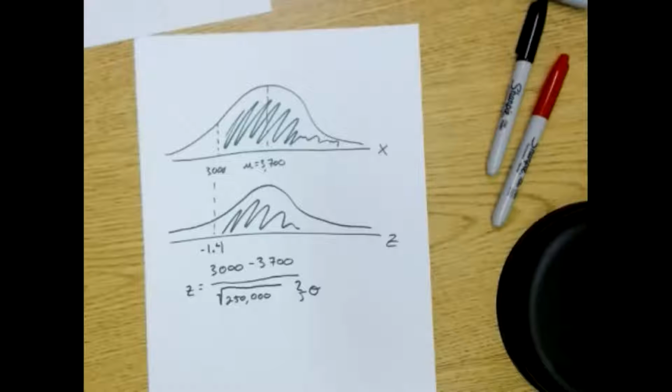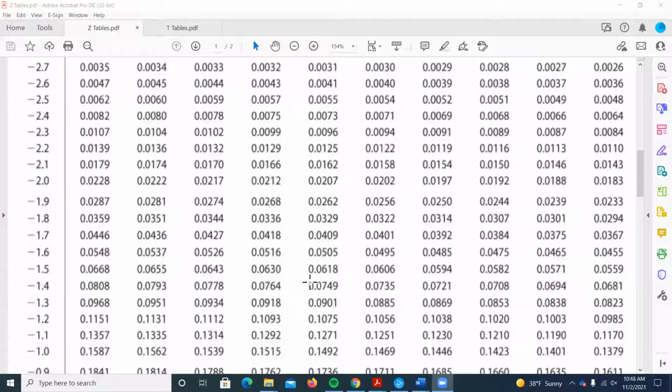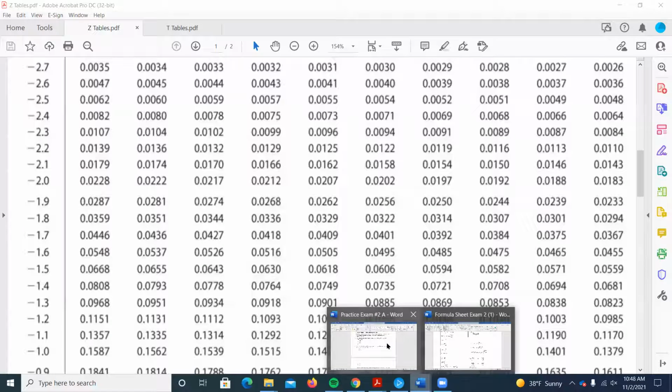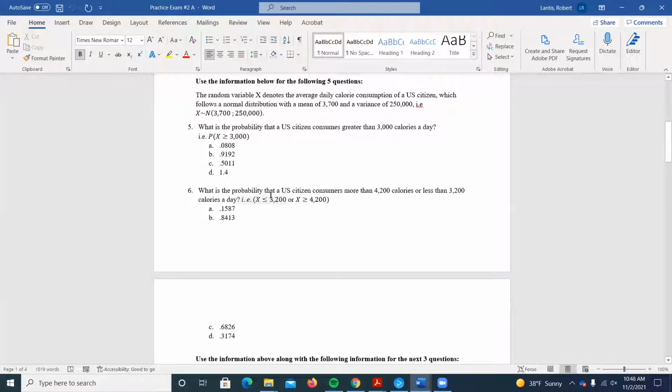Okay, so the next thing we're going to do is take a look at problems 5 and 6. So in problem 5, the information we're given before is that we've got this normally distributed variable of calorie consumption. It's got a mean of 3,700, a variance of 250,000, and we want to find the probability that it's greater than 3,000. Okay. So if we want a probability, first of all, it should be between 0 and 1.